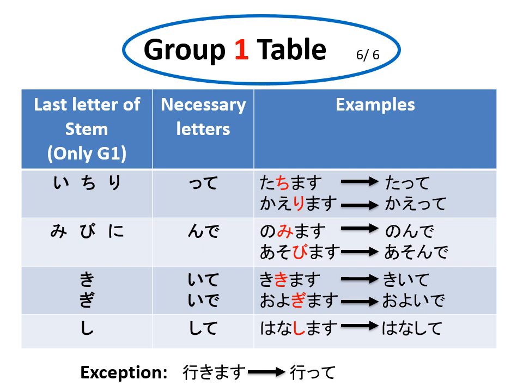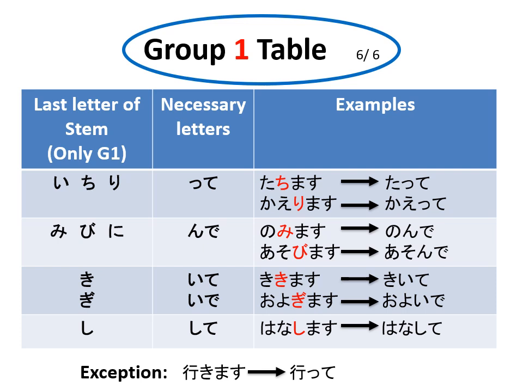Okay, the last information you have to remember is the only exception to group 1 verbs, which is ikimasu, to go. What is the last letter of the stem of ikimasu? So ki. If you follow this table, you would make iite. Yeah? But that's wrong. The te form of ikimasu is itte. So that's the only exception of the group 1 verbs. Ikimasu, itte. Please remember that.